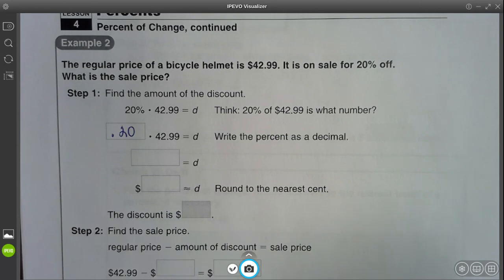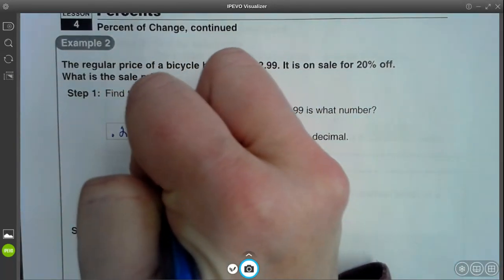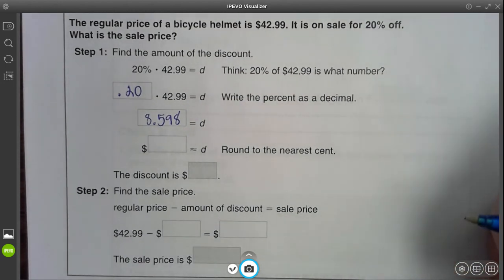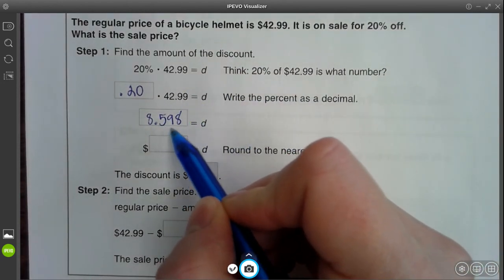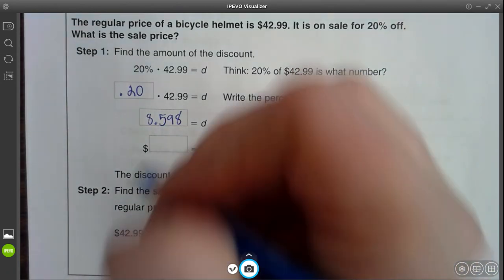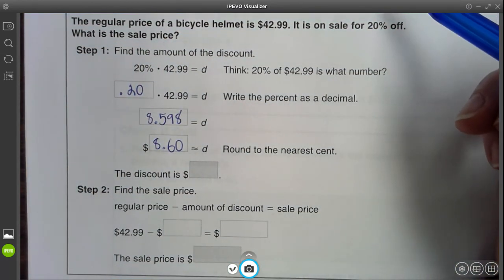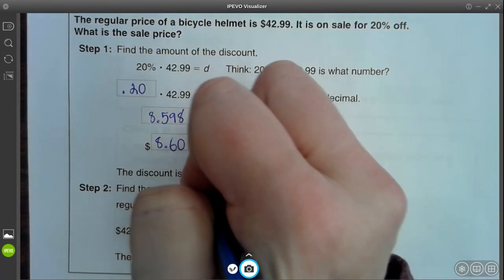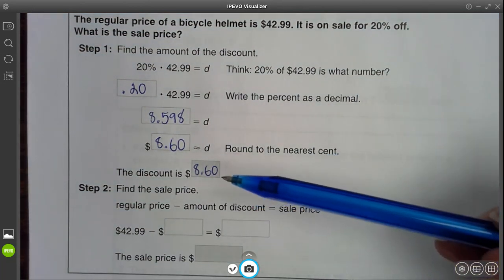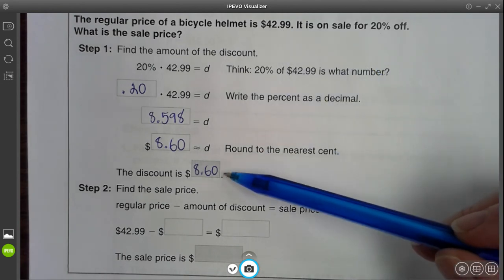0.20 times $42.99 comes out to be 8.598 if you look on a calculator. So we're going to round that to the nearest cent. Okay, this 0.59 would normally be cents, but the 8 is going to round the 59 cents up to 60 cents. Okay, so that's the amount of our discount. That's not going to be our final price. That's just how much the discount is. So it was $42.99 and the discount amount is $8.60.